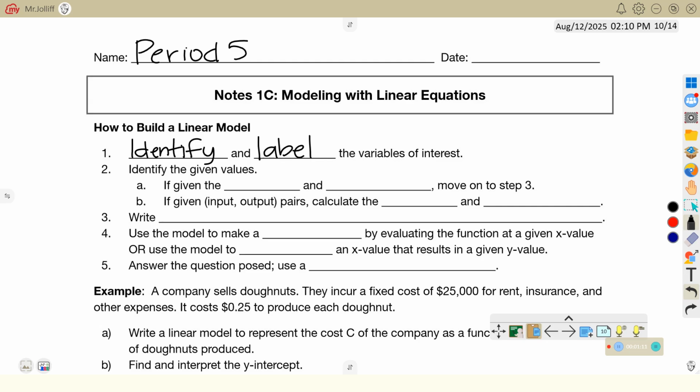Good. Second step is you pick off all the numbers they gave you. And generally, when we're talking about linear word problems, you're going to see one of two flavors. The first is the nice one. They're going to give you the slope and the intercept. And if they do that, you just move on to the next step. Write them down, move on.